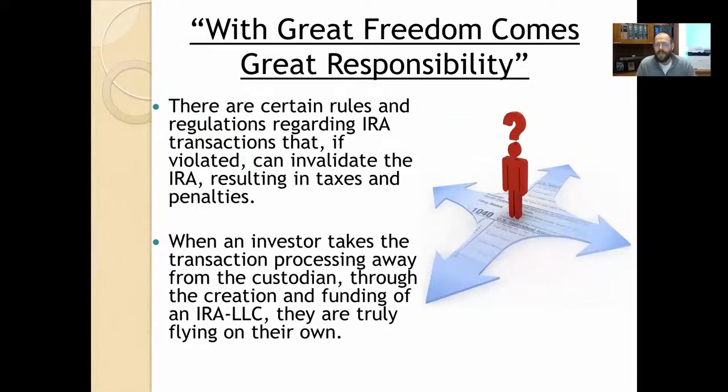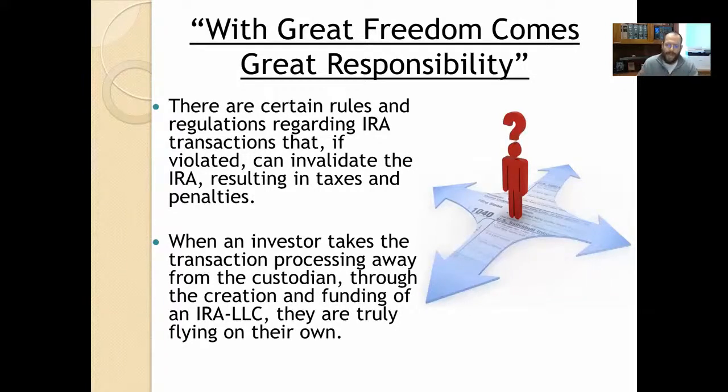When an investor takes the transaction process away from the custodian, one of the benefits of a custodian is that when you send up the direction letter, they may come back and say, can't do this, this is a disqualified person, or that's a prohibited transaction. You've got someone looking over your shoulder. Within the IRA LLC world, you're the manager, and no one's looking over your shoulder. You write the check, and all of a sudden things don't work out properly. There's no one to catch your error except you.